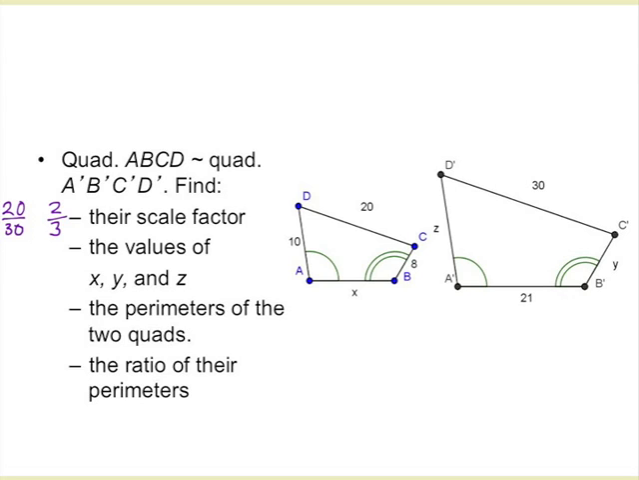Then we're asked to find the values of x, y, and z. To find those, we're going to use this scale factor and set up some proportions to solve. So we start with our scale factor of 2/3. If I'm solving for x, x is in the first figure, and the first figure in this problem is represented by the top. So x is going to go on the top. And what does x match with in the second figure? 21. So that will go on the bottom. Then we learned yesterday how to solve this. We cross multiply: 3 times x, 2 times 21 is 42. And divide, and I get x equals 14.